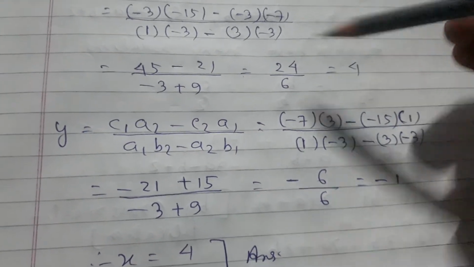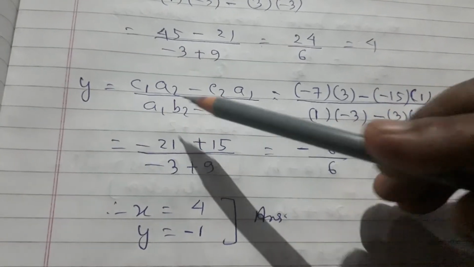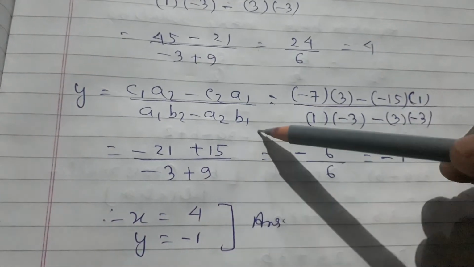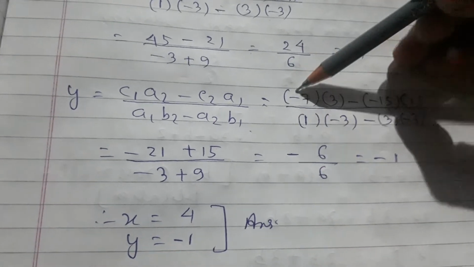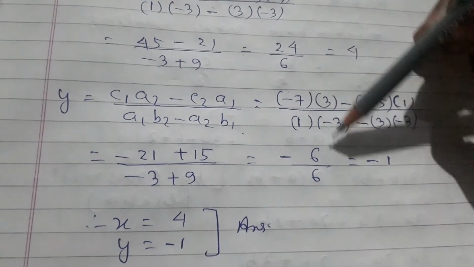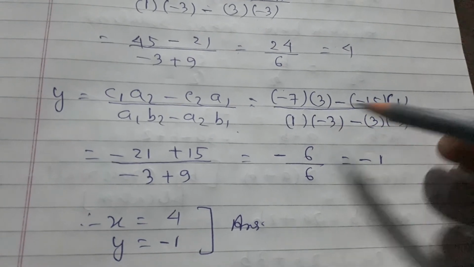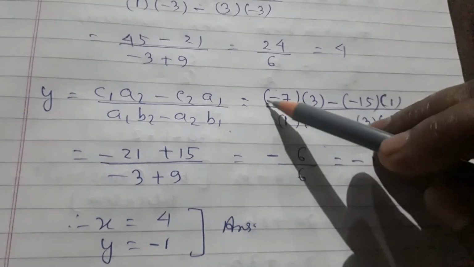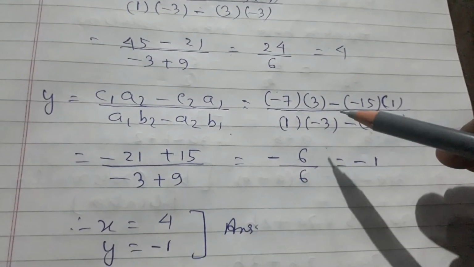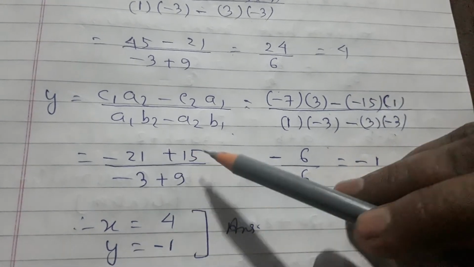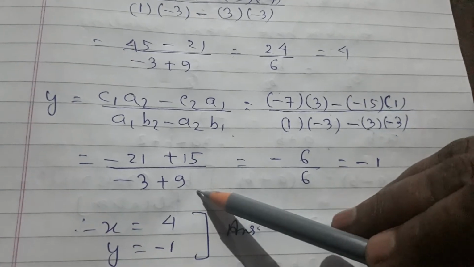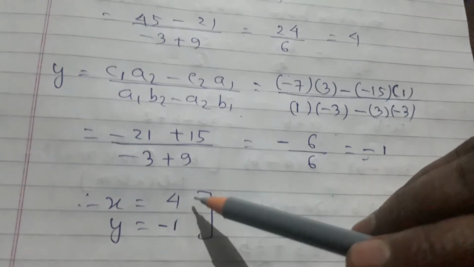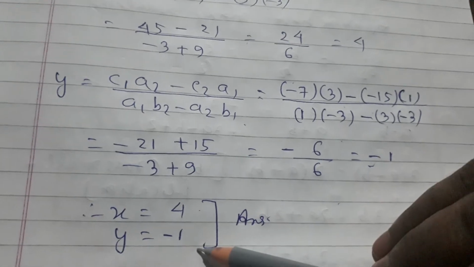So it is 4. And y equal to c1 a2 minus c2 a1, by a1 b2 minus a2 b1. Now you put the values, minus 7 into 3 minus minus 15 into 1, by 1 into minus 3 into minus 3 minus 21, and there are 2 minus signs, so minus minus plus 15, here minus 3 plus 9, so minus 6 by 6, minus 1. So x equal to 4 and y equal to minus 1. Okay.